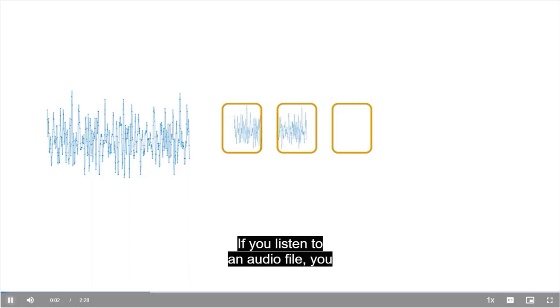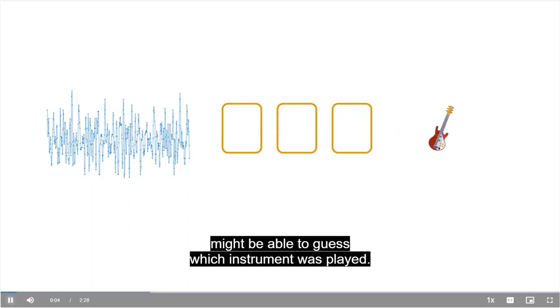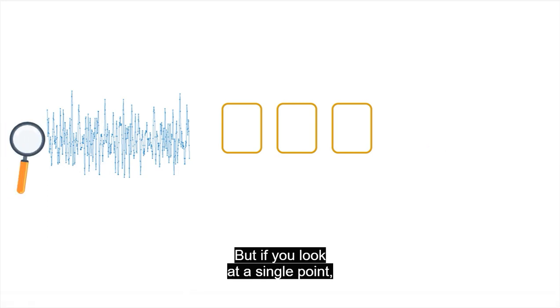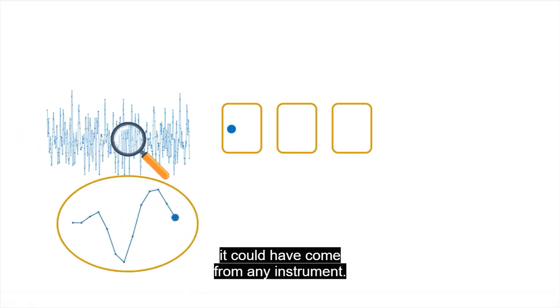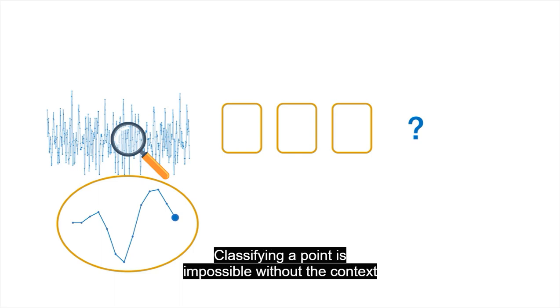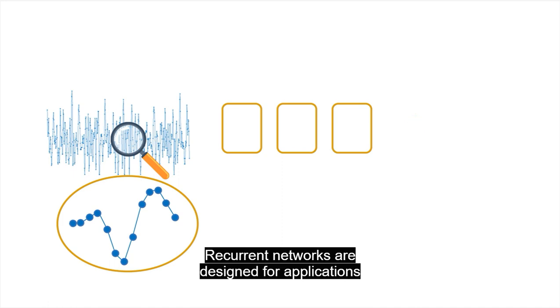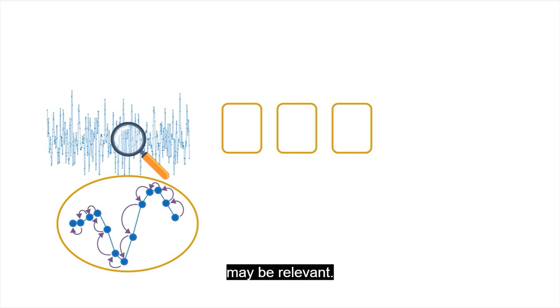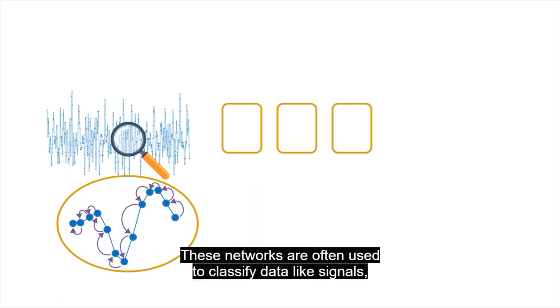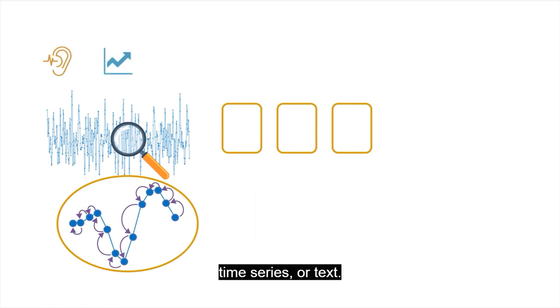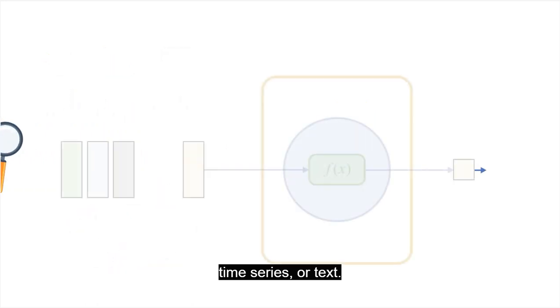If you listen to an audio file, you might be able to guess which instrument was played. But if you look at a single point, it could have come from any instrument. Classifying a point is impossible without the context of the rest of the sequence. Recurrent networks are designed for applications where the input is an ordered sequence, and the information from earlier in the sequence may be relevant. These networks are often used to classify data like signals, time series, or text.